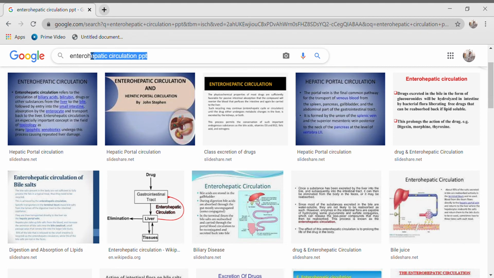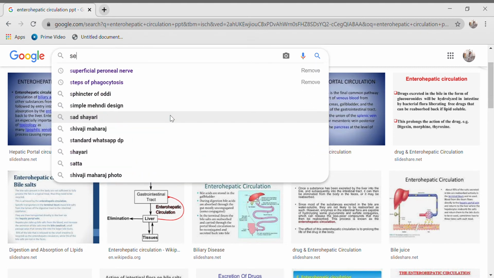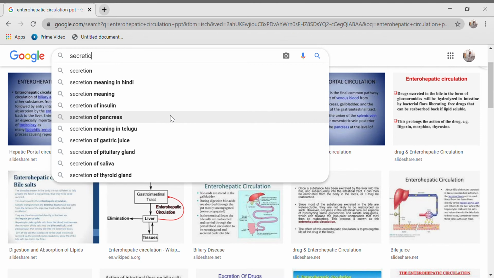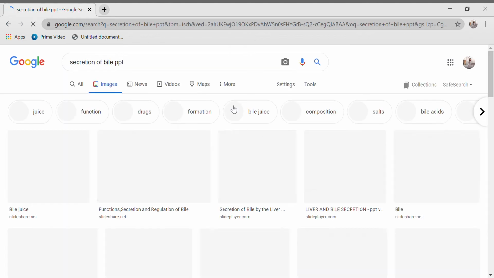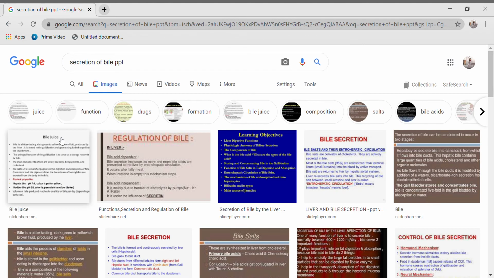Okay, so then we'll see about the secretion of bile. So secretion of bile, you can see this one.